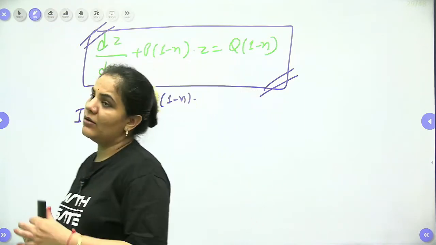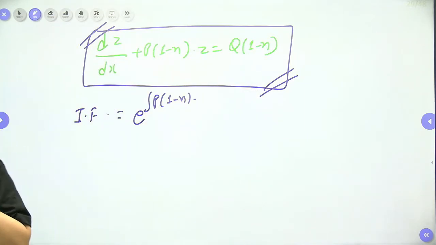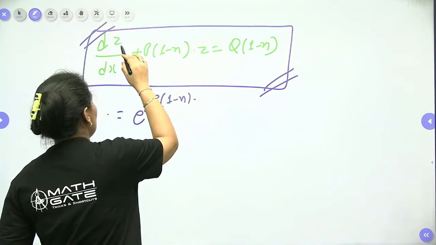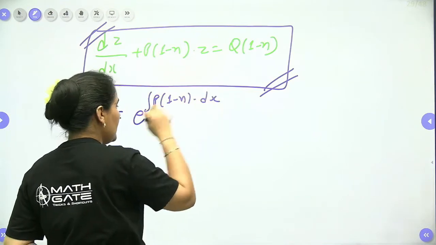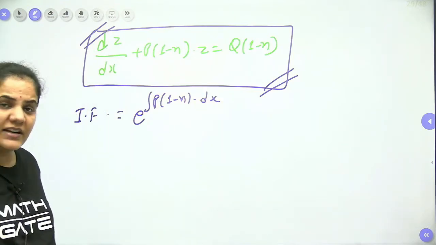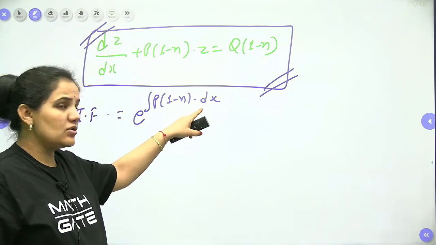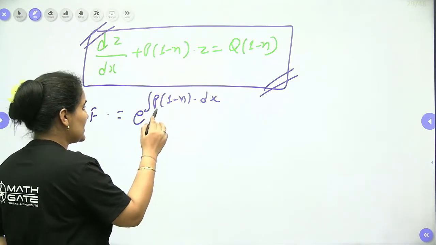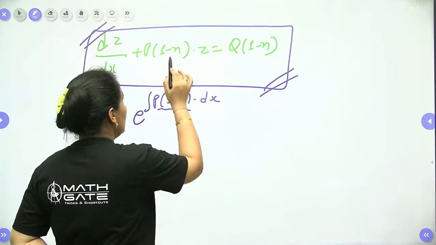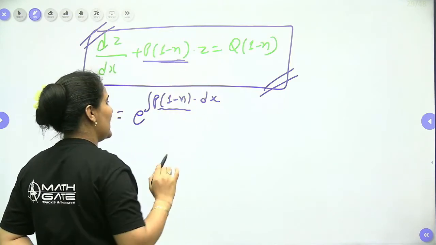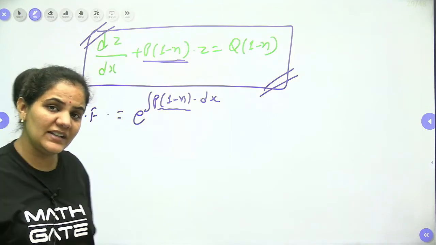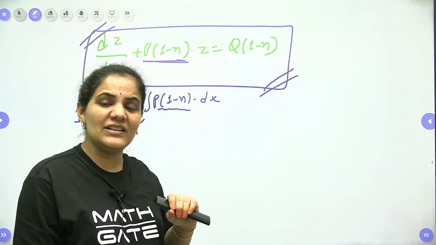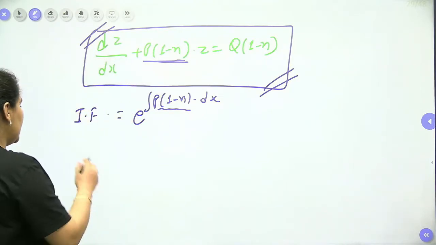Now let's have a discussion. When we have dy by dx, it will be dx here. So when we have dz by dx, it will be dx only, guys. So there is no difference in the integration portion; the only slight difference is that we always include 1 minus n with the p. Whenever we have to find the integrating factor, we will write e to the power integral of p into 1 minus n dx. This will be the integrating factor.